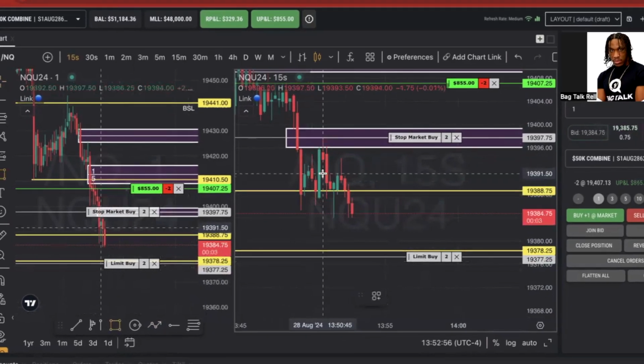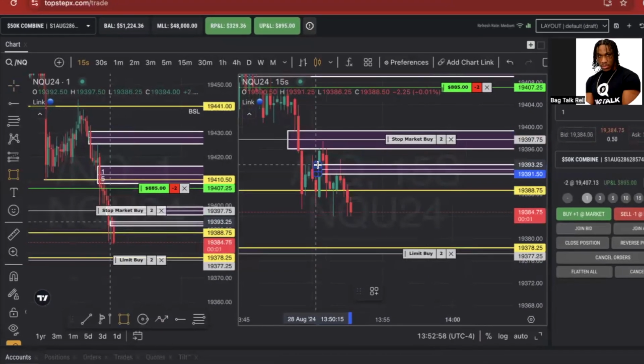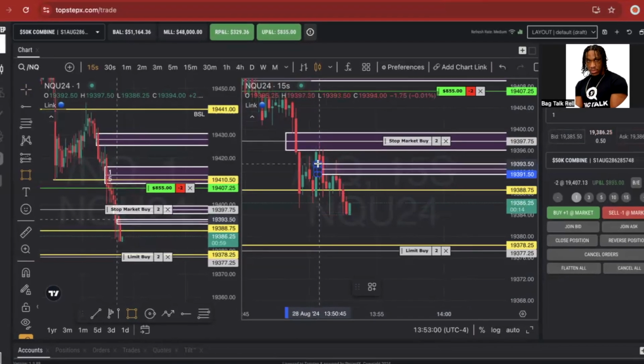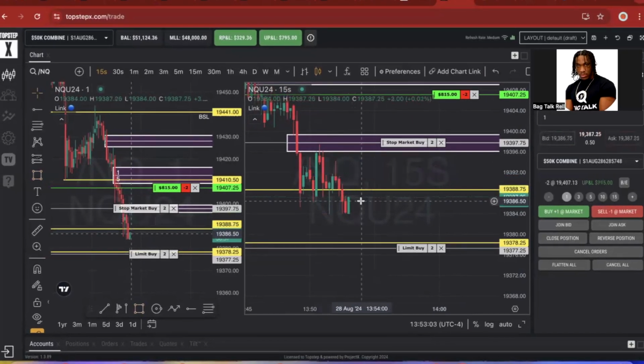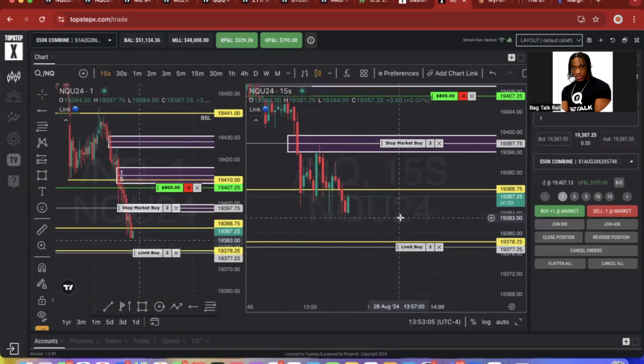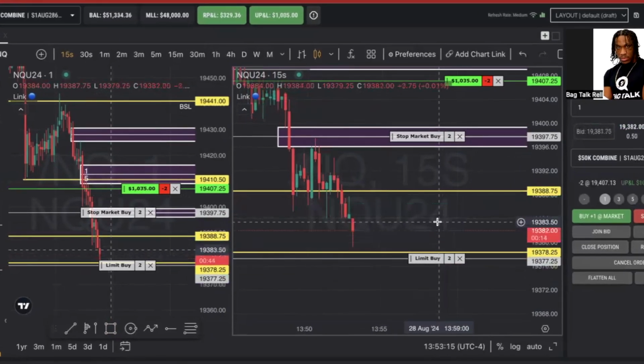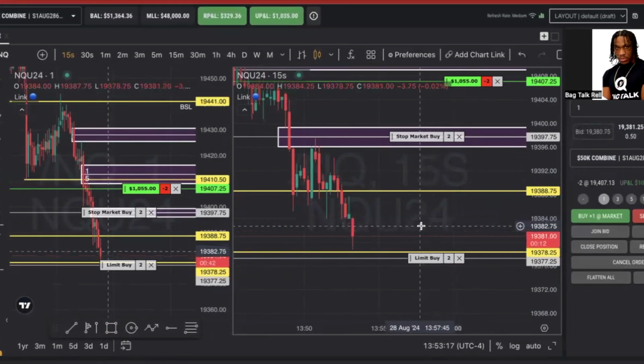I like how we just rejected this 15-second civvy as well. As we know, we look for bodies, not wicks. See the bodies holding under that. That's a good sign. I want to see continuation. Go. There we go.